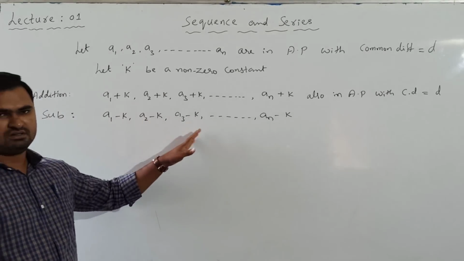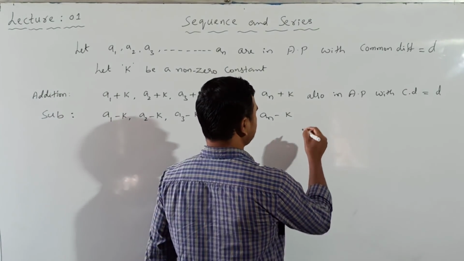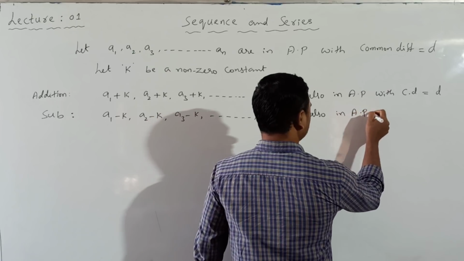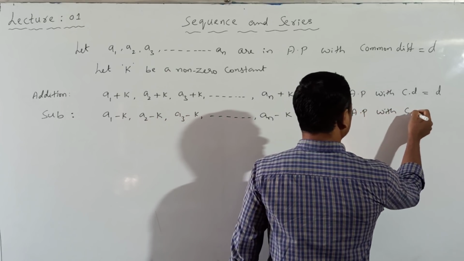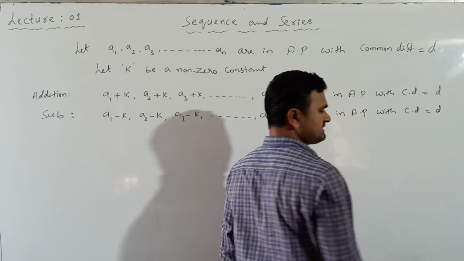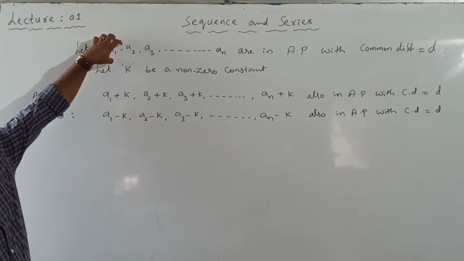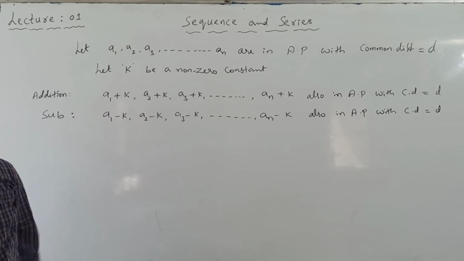Even if you subtract some constant, this resulting sequence will again form an arithmetic progression. Again you can see the difference will always be the same, and the difference is the same as the common difference of the given arithmetic progression. So this will be the same again.